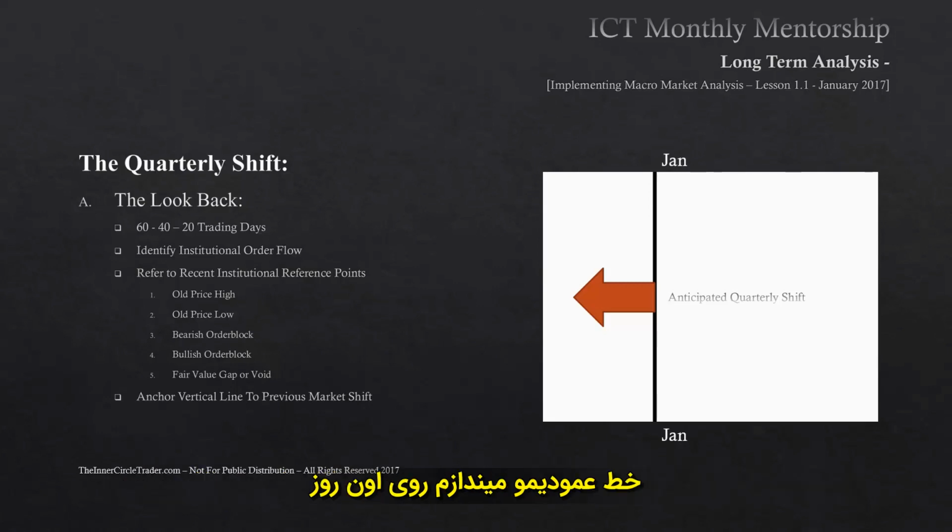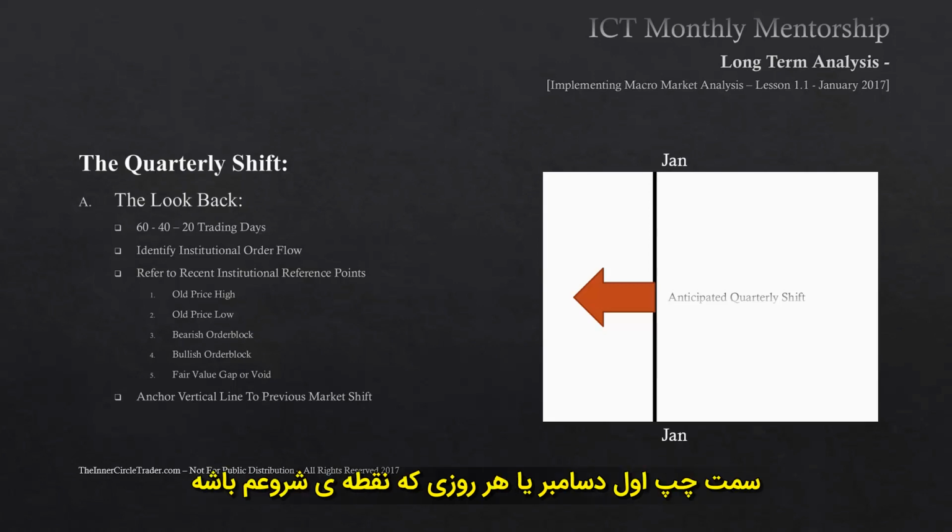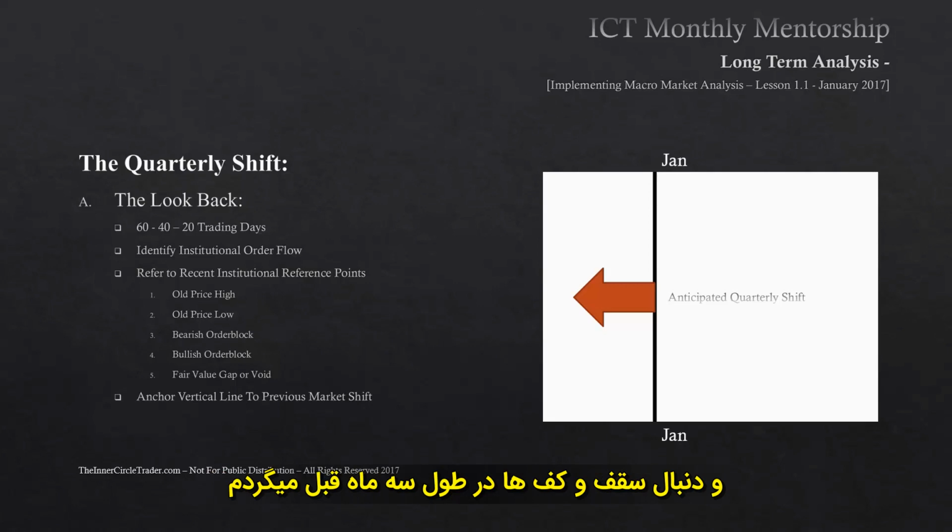My vertical line would be on that calendar day. And then I would look 60 trading days to the left of that on my chart. I would look 40 trading days to the left of that. And I would look 20 trading days to the left of that, December 1st, or whatever the first trading day would be for December 2016. And I'd be looking for, over those 3 months, where's the high and where's the low. If the market has been trading higher, I'm going to frame everything off of the market low. If it's been trading lower, I'm going to frame everything off of the market high.